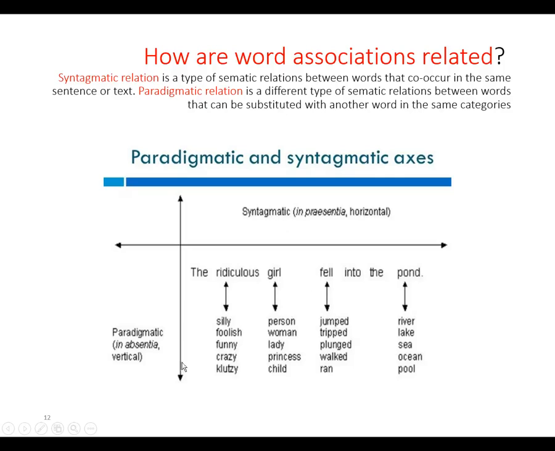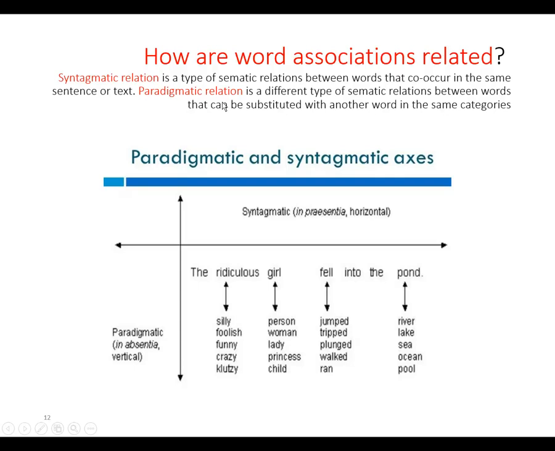This is called syntagmatic. Words can also be related to one another through another dimension, a vertical one, which is called the paradigmatic. What's paradigmatic? It's a choice. So instead of saying ridiculous, I can choose another word: silly, foolish, funny, crazy, and so on. So what's the relationship between silly and ridiculous? It's a paradigmatic relationship, because they can replace one another. What's the relationship between girl and person and woman and lady and princess and child? Each one of them can replace girl. So it's a matter of a choice, either or.